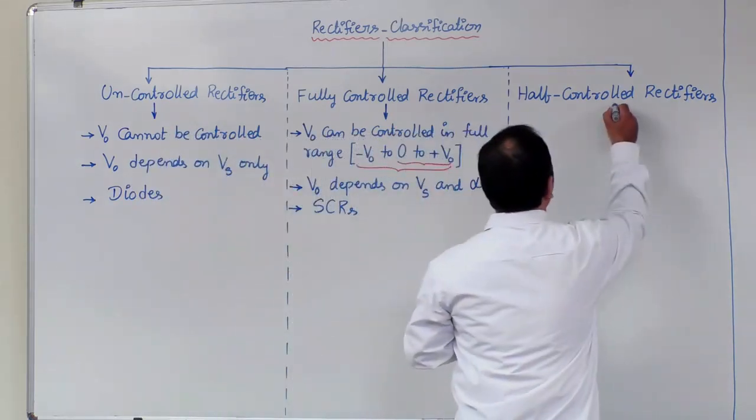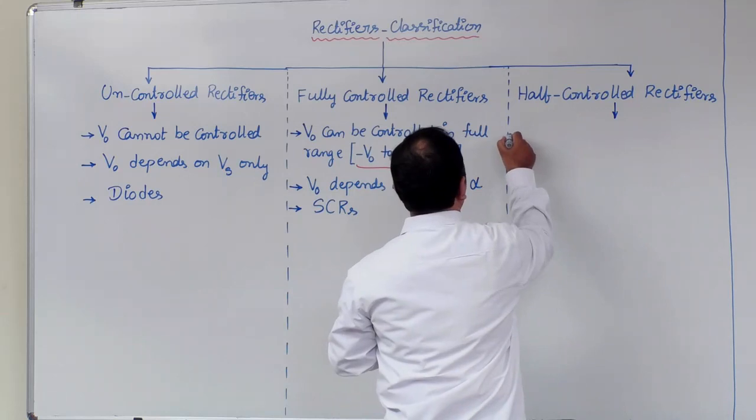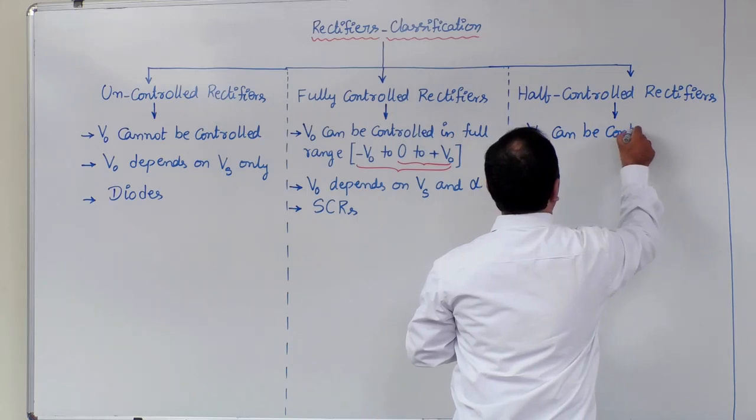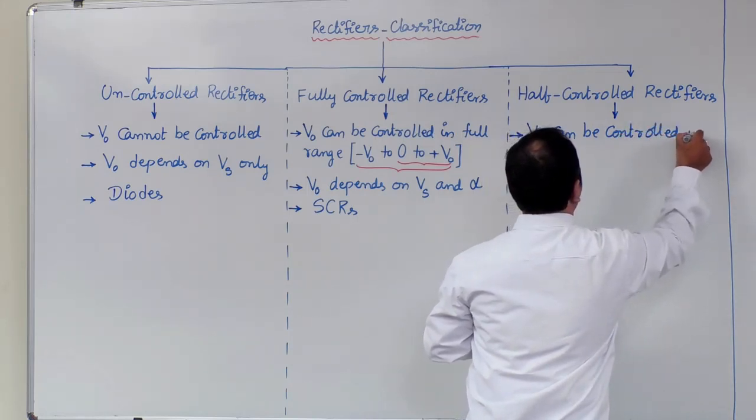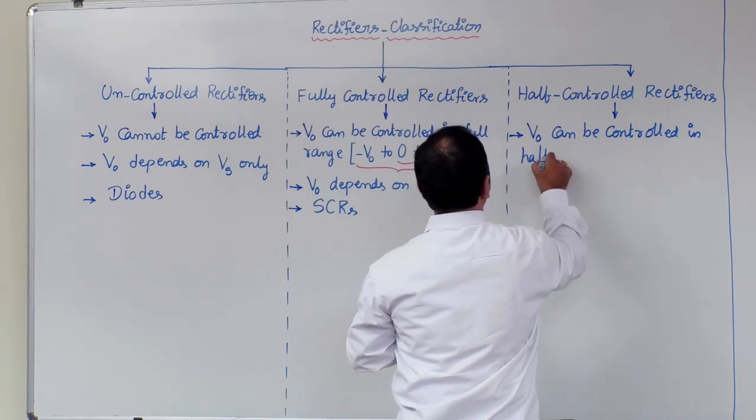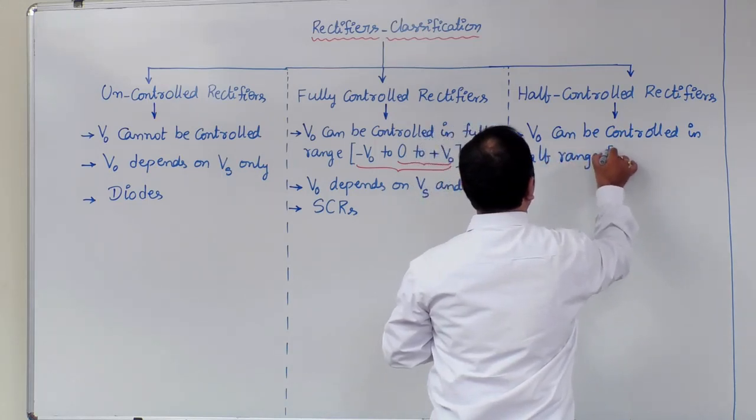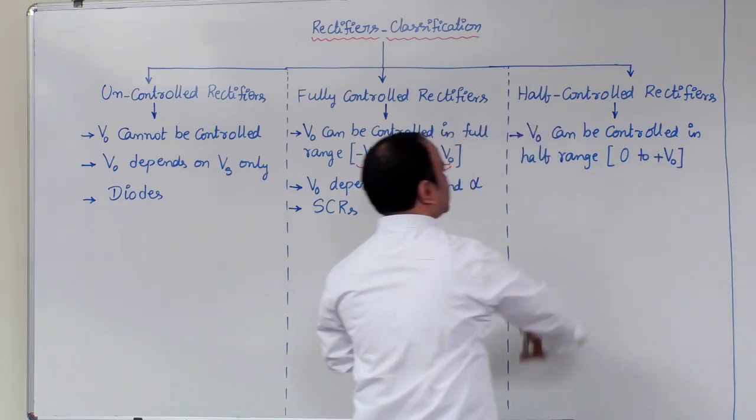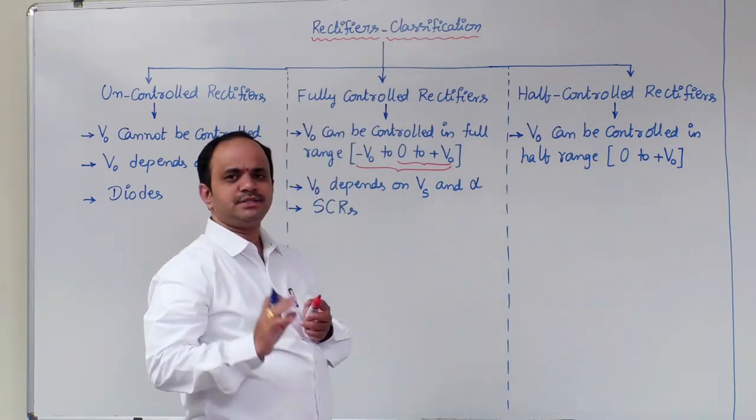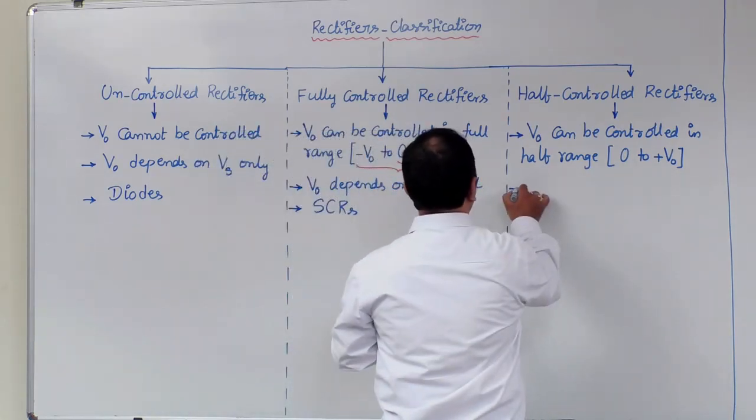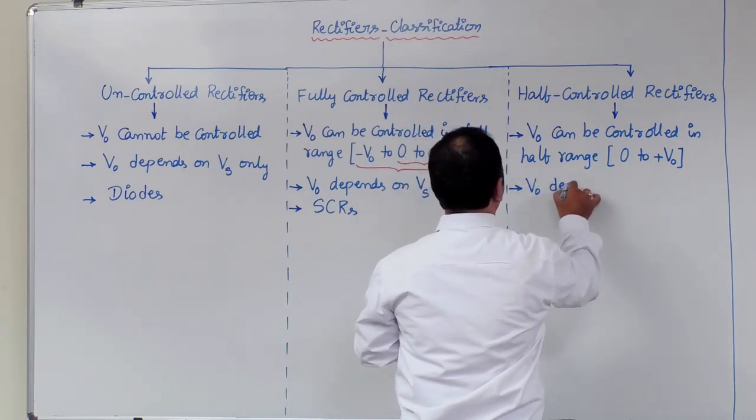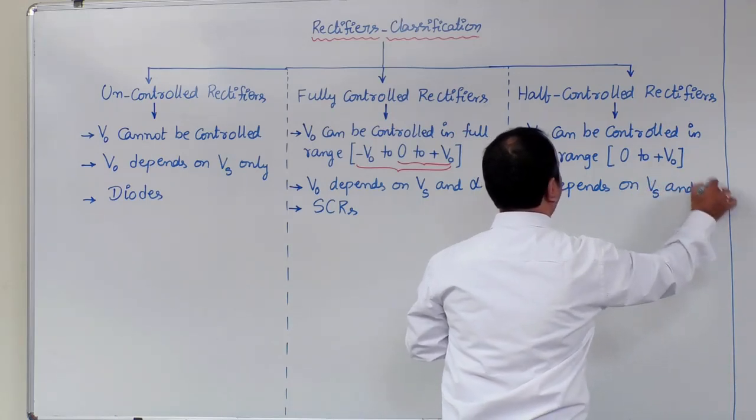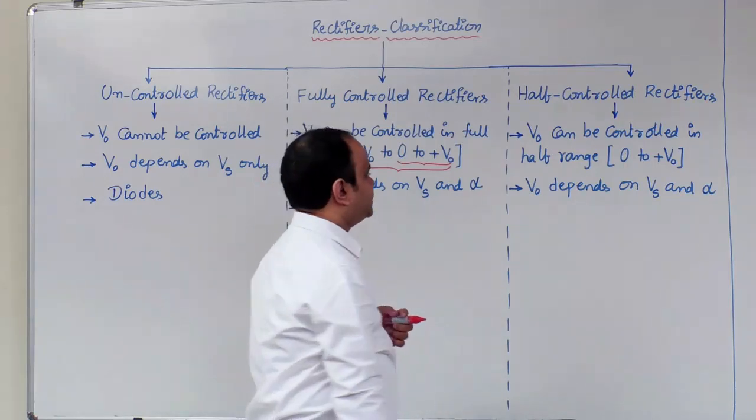Now let us look into half controlled rectifiers. V naught can be controlled in half range only. Half range means 0 to plus V naught. Now V naught depends on Vs and alpha. Here also SCRs will be used, hence there is an alpha.